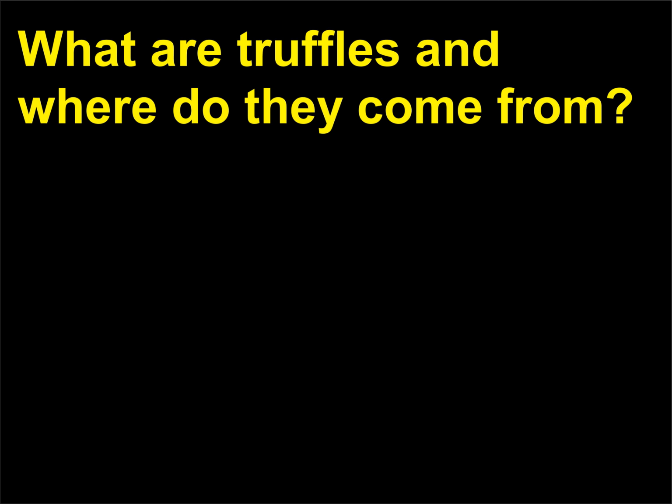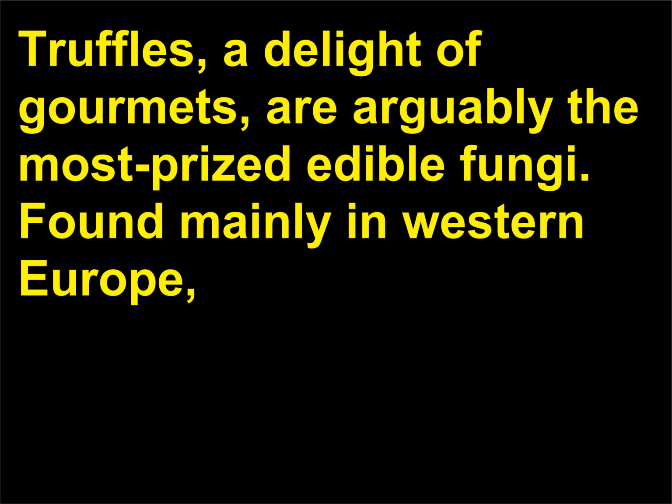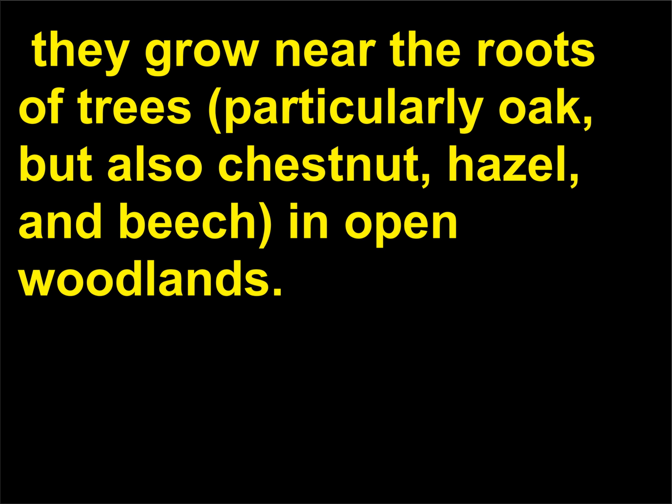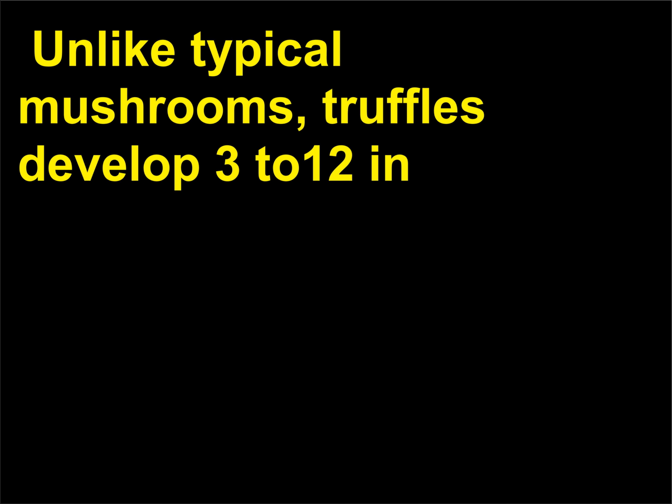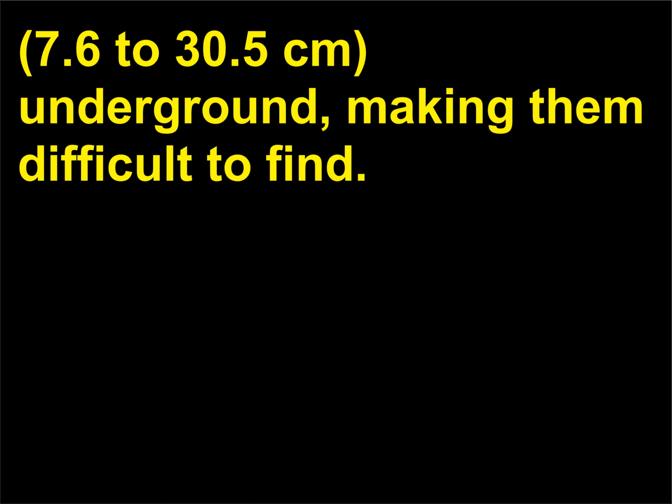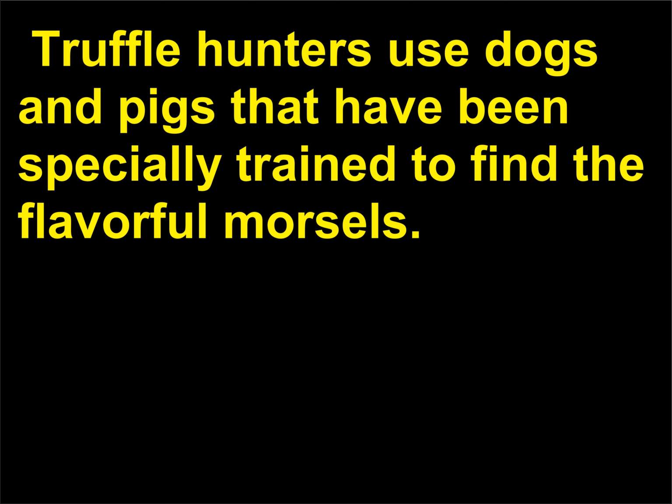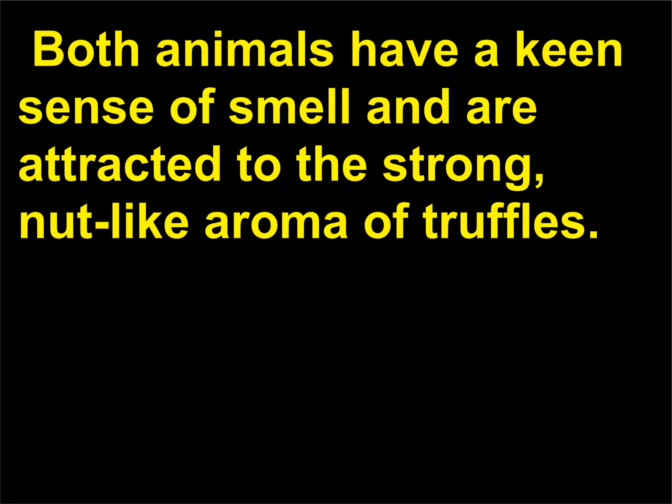What are truffles and where do they come from? Truffles, a delight of gourmets, are arguably the most prized edible fungi, found mainly in Western Europe. They grow near the roots of trees, particularly oak, but also chestnut, hazel, and beech, in open woodlands. Unlike typical mushrooms, truffles develop 3 to 12 inches, 7.6 to 30.5 centimeters, underground, making them difficult to find. Truffle hunters use dogs and pigs that have been specially trained to find the flavorful morsels. Both animals have a keen sense of smell and are attracted to the strong, nut-like aroma of truffles.